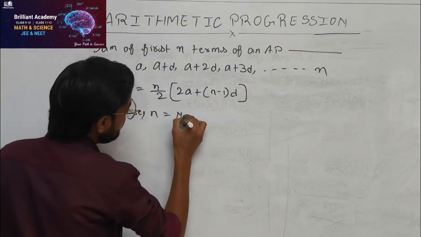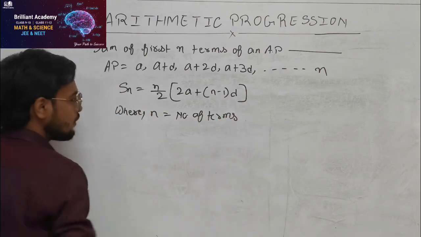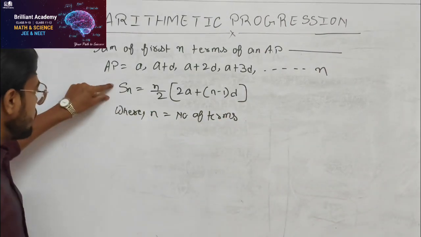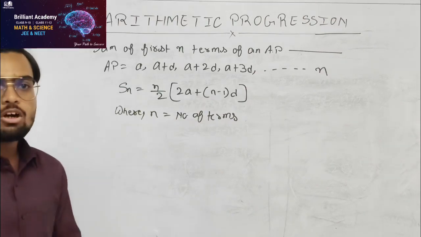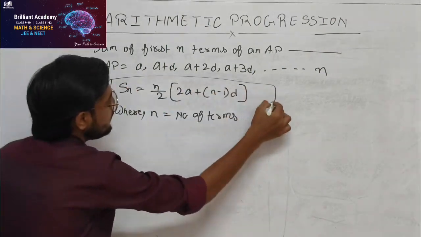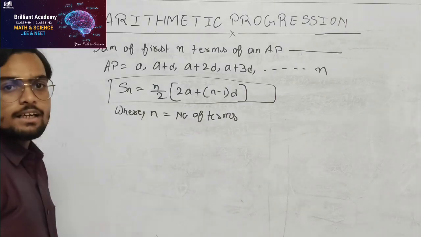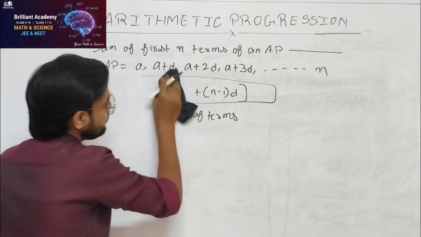where n is equal to the number of terms. Okay, if I use this formula, then we can easily find the sum of the first n terms of this AP, and in this lecture we see the proof of this formula, how this formula is derived. Understood? So now let's move towards the proof.